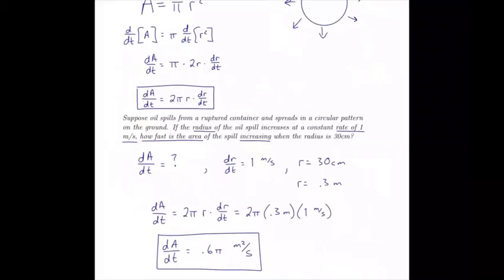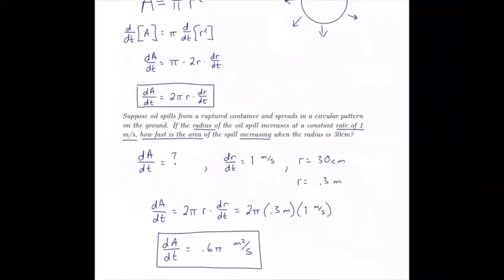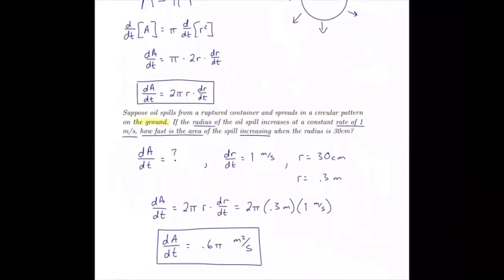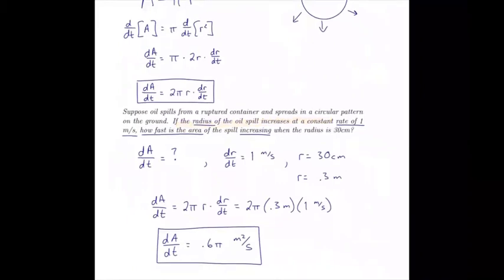So suppose oil spills from a ruptured container and spreads in a circular pattern on the ground. So we're just assuming it's a perfectly circular pattern on the ground. Reasonable enough model. If the radius of the oil spill increases at a constant rate of 1 meter per second, how fast is the area of the spill increasing when the radius is 30 centimeters?